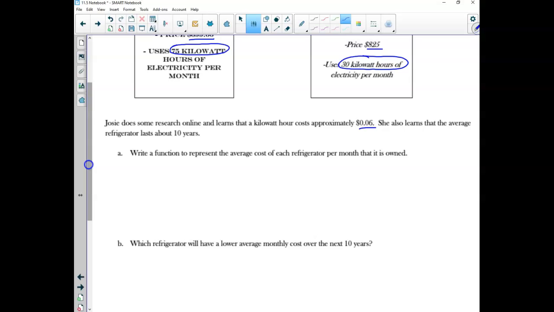That there, 10 years for a refrigerator, that's a fact. Some last longer, some last less, but on average, it's 10 years. Found that one out myself. Mine died a few years ago. Okay. And we're going to write a function to represent the average cost for each refrigerator.